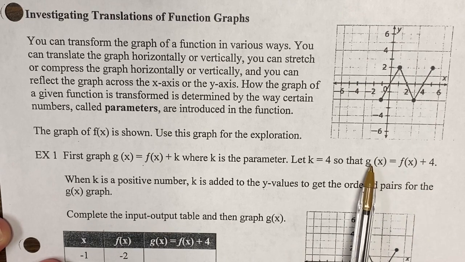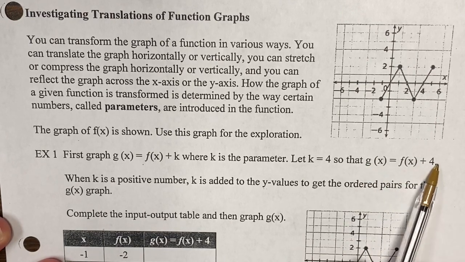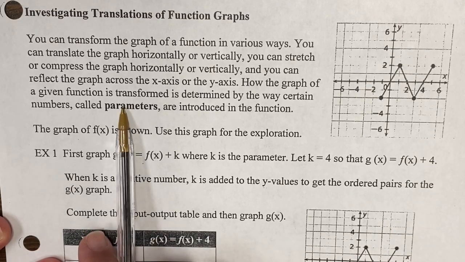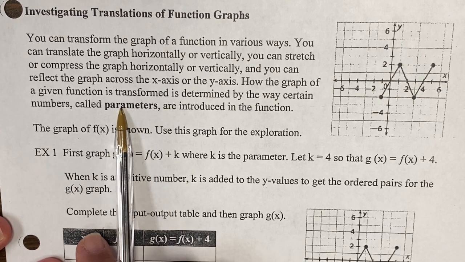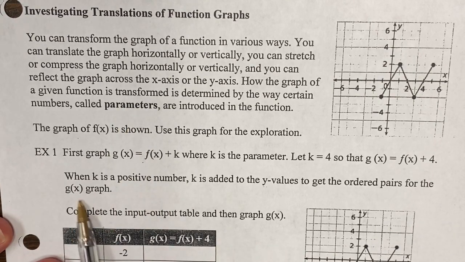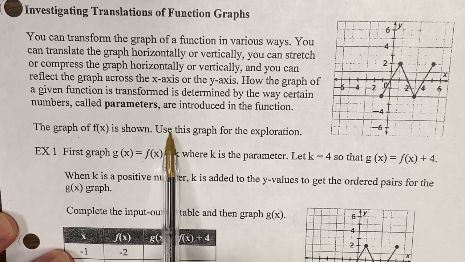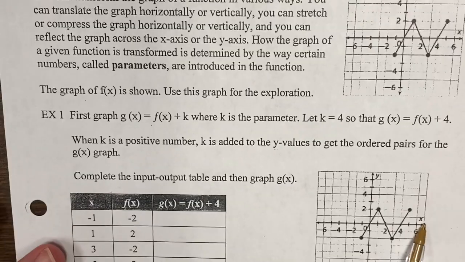So as you can see, g of x is going to be related to f of x by some change in a number. And that number is what we're going to define as a parameter. Okay, so parameters are going to be what's causing the transformation. So to start, the graph of f of x is shown. Use this graph for the exploration. So we're going to do this down here.